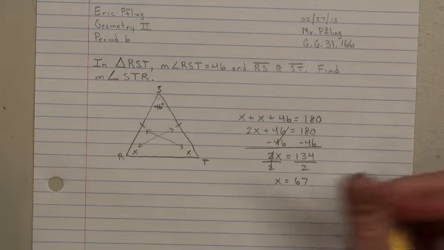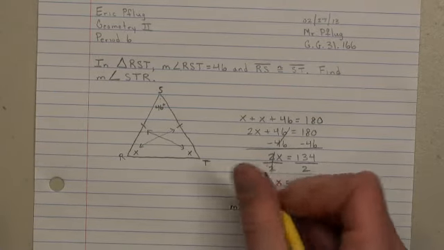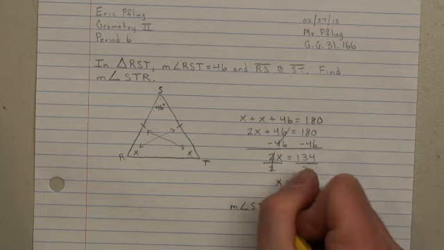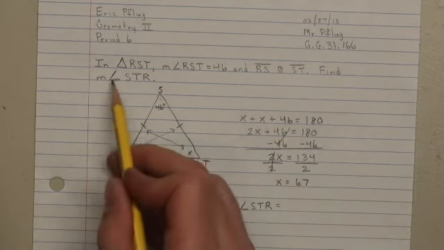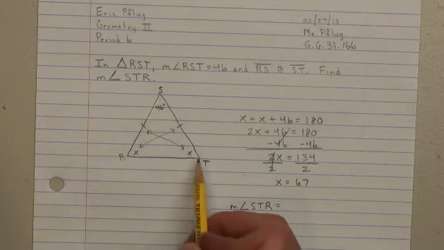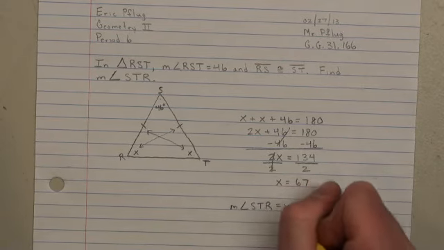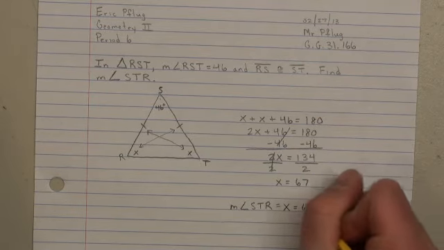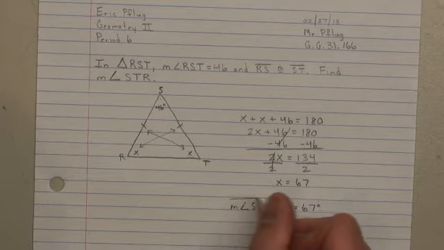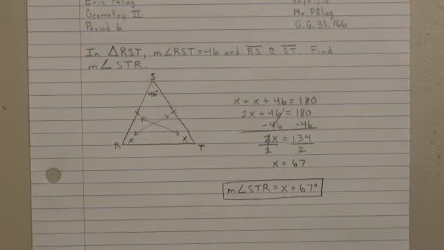Now, the measure of angle STR, because that's what they're asking us for, find the measure of angle STR, it's this angle with the x, is equal to x, so it's equal to 67 degrees. That's what we found. Okay? One more.